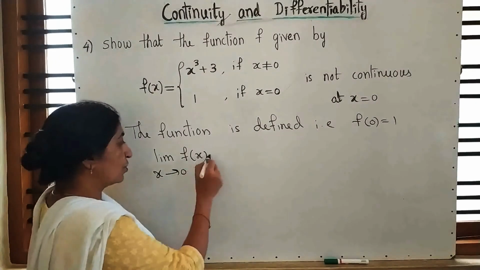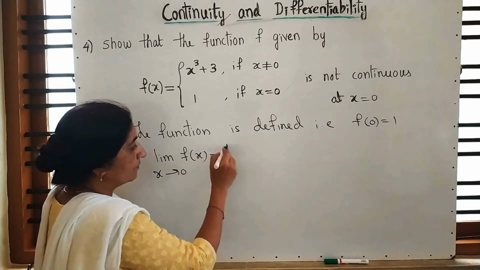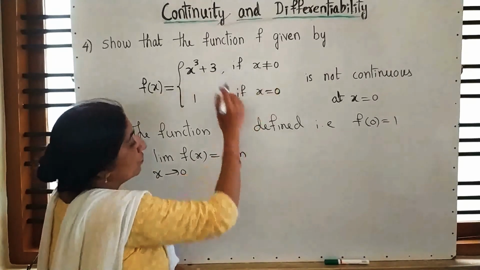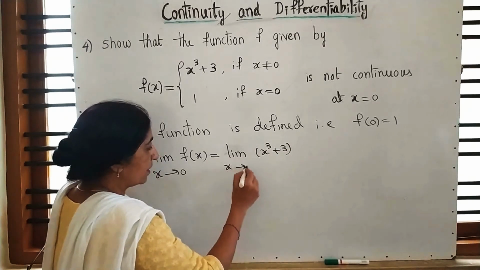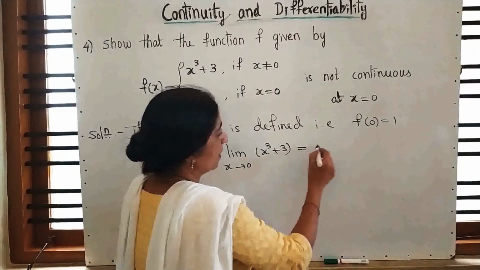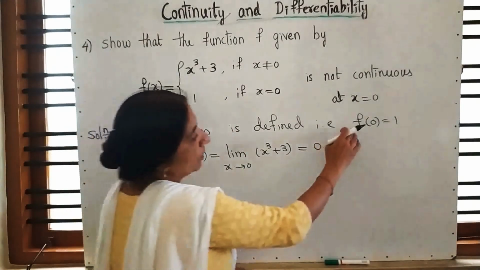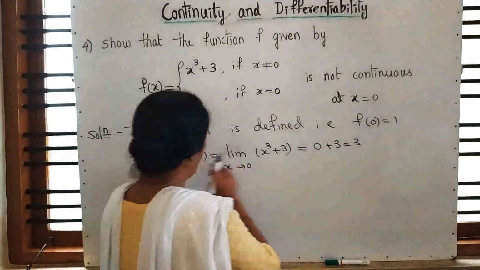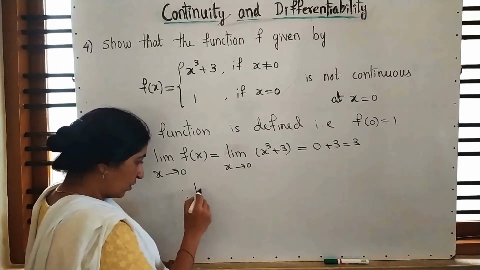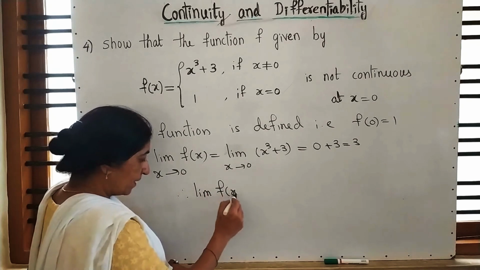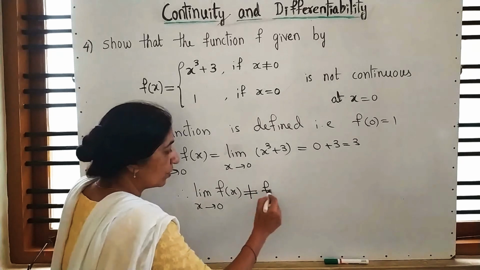As x tends to 0, which function are we selecting? The limit, where x is not equal to 0, is x cube plus 3 as x tends to 0. Wherever x is there we write 0, so your answer is 3. But here what is f of 0? f of 0 is 1 and the limit is 3. Are they equal? No, they are not equal. Therefore the limit of f of x as x tends to 0 is not equal to f of 0.